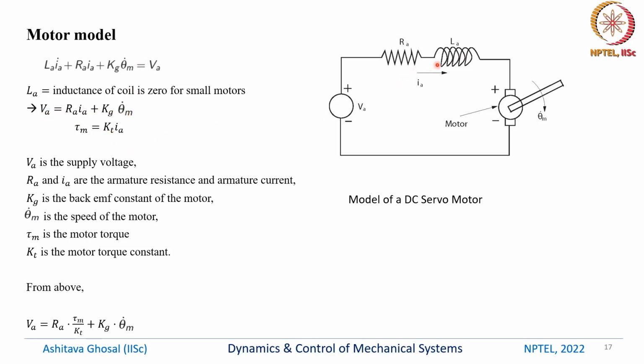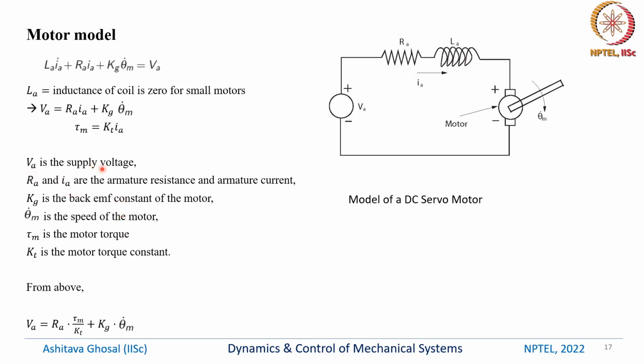Once we have the current which is flowing through this armature, A here stands for armature, then we can obtain the motor torque. The motor torque is given by KT into IA. So when you apply some voltage, we will get some current flowing through, and due to the current, there will be a motor torque which is developed, and also the back EMF which is proportional to the speed of the rotor. So these are the terms which are explained here.